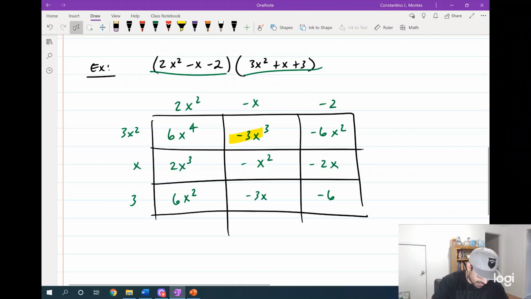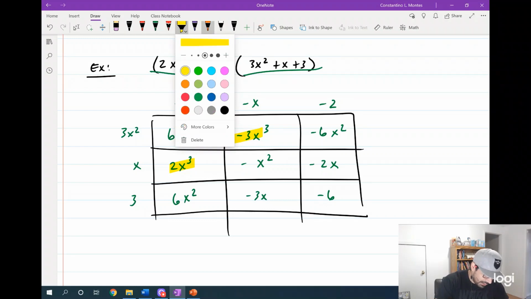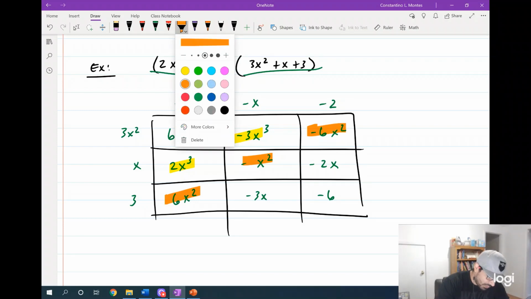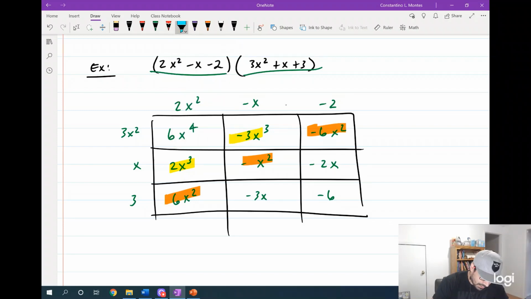I got like terms here and here, right? They all have the power of 3. I also got like terms here, here, and here. They all have x to the power of 2. And then I actually have one more. What color should I use? Blue. Negative x, negative 2x, and negative 3x all have a power of 1, right? The variable, right? So let's organize ourselves.